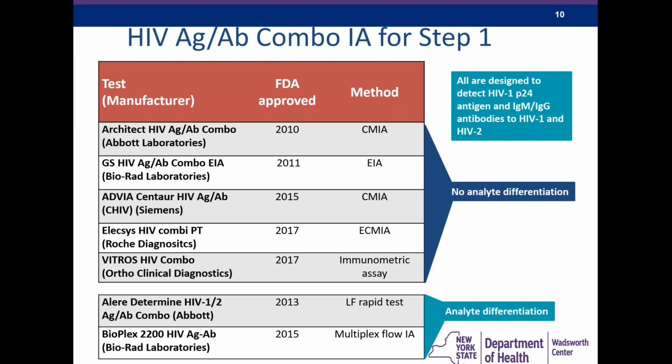And then there are 2 of them that do provide separate results. The Alere Determine rapid test detects antigen and antibodies separately, and the BioPlex antigen-antibody assay provides a separate result for the p24 antigen, for HIV-1 antibody, and HIV-2 antibody. And I do want to just make a note that none of these tests are designed to detect HIV-2 antigen. And so this means that they can detect acute and established HIV-1 infection, but only established HIV-2 infection.